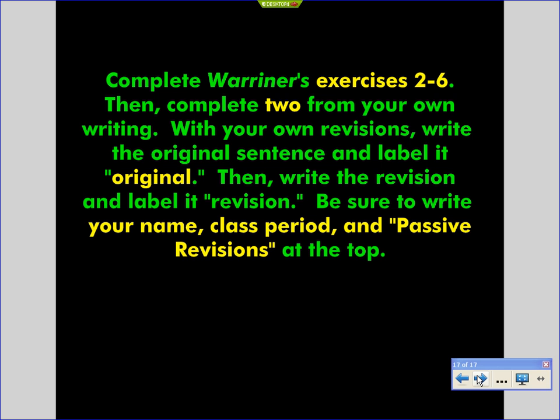I want you to complete the Warriner's exercises on that same page, exercise 19, 2 through 6. And then I want you to complete 2 from your own writing. So let's see, 2, 3, 4, 5, 6. I want 7 examples of passive voice revision. Make sure you're writing the original sentence and labeling it original. So write original and then colon and then your original sentence with your own revisions, and then write the revision and label it revision. So revision colon and write the revised sentence. Be sure to write your name, class period, and passive revisions at the top.